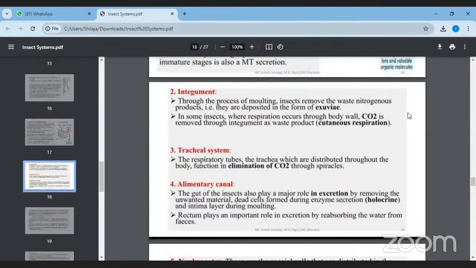And in the alimentary canal, the gut of the insects also plays a major role in excretion by removing the unwanted materials, dead cells formed during the enzyme secretion, that is holocrine, and the intima layer during molting. Even the rectum plays an important role in excretion by reabsorbing the water from the feces.